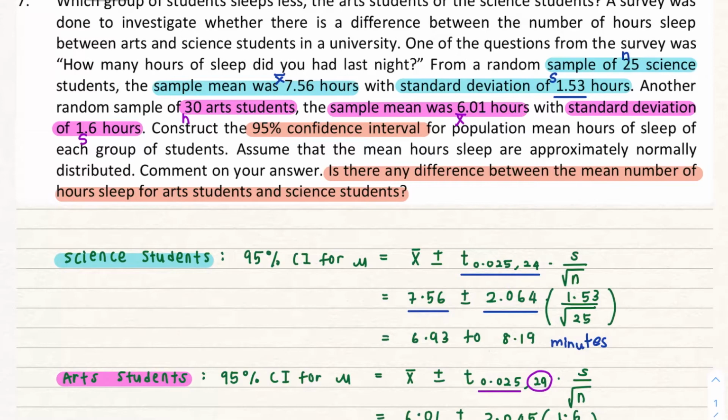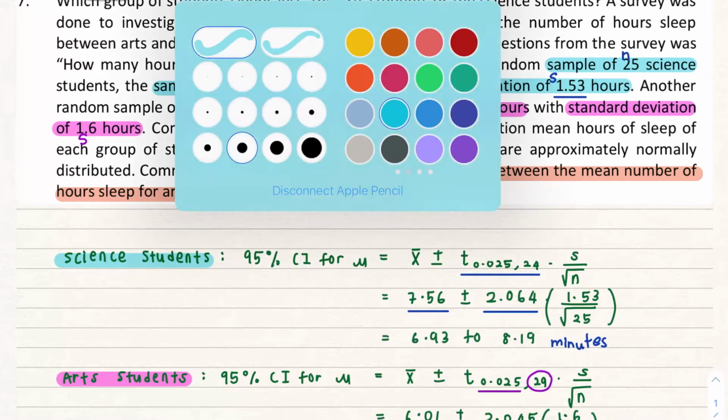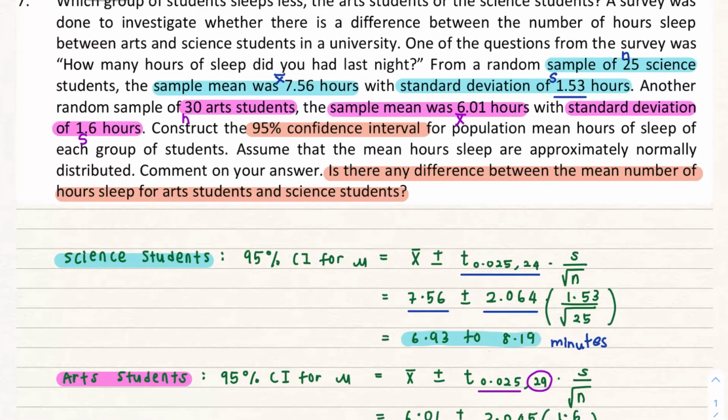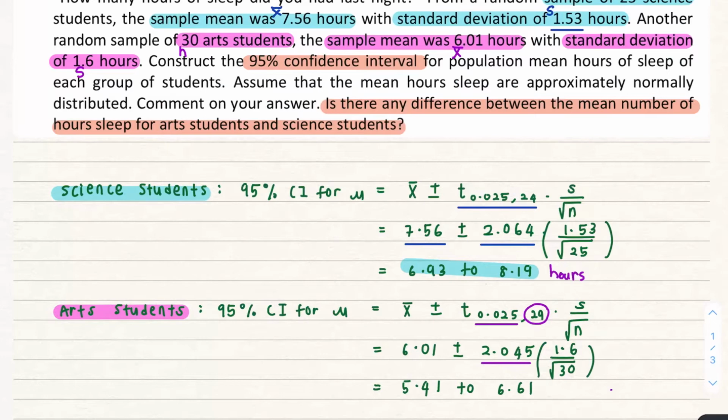Now use your formula for the confidence interval. You calculate, and you're going to get a confidence interval of 6.93 to 8.19 hours of sleeping. Oh, it's not minutes, it's hours. Then the purple color is for the art students. For the art students, given the sample of 30, the sample mean is 6.01 hours with a standard deviation of 1.6 hours. Again, this standard deviation refers to your sample of 30, so sigma is unknown and your standard deviation is the sample standard deviation S. Again, use the formula for the confidence interval, you calculate, and your confidence interval will be between 5.41 and 6.61 hours.